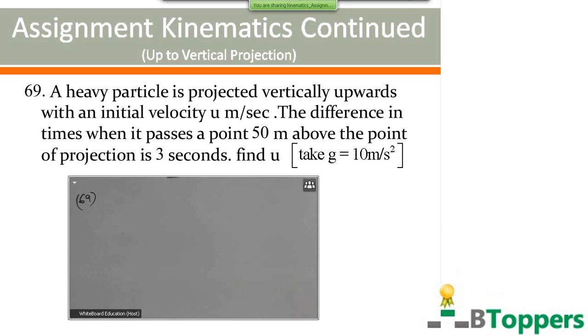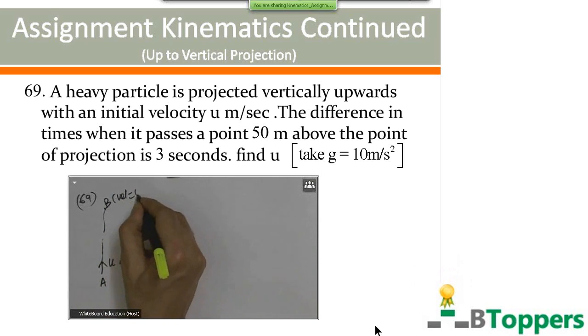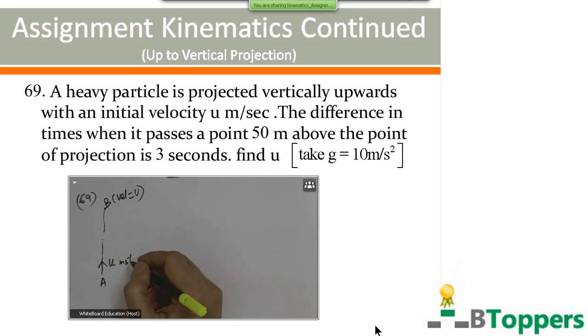See the question number 69. A heavy particle is projected vertically upwards with initial velocity u meter per second. Let A be the point of projection of the particle. Let B be the highest point reached by the particle, at which velocity becomes 0.